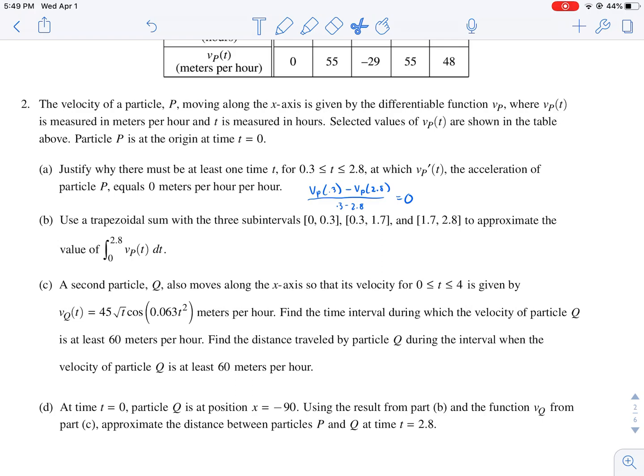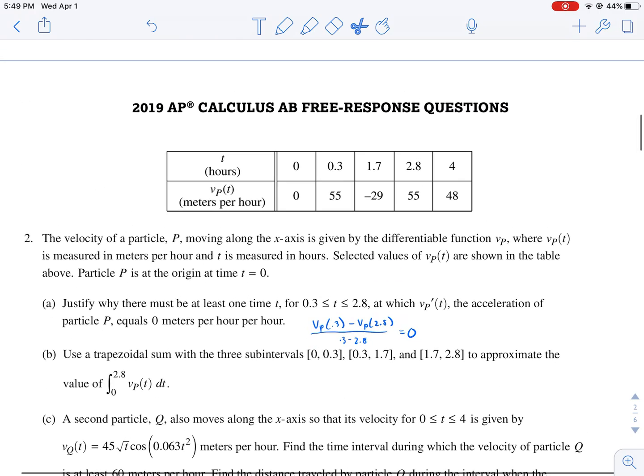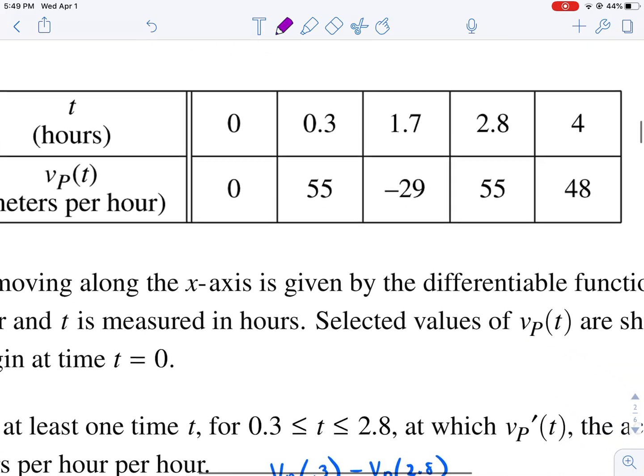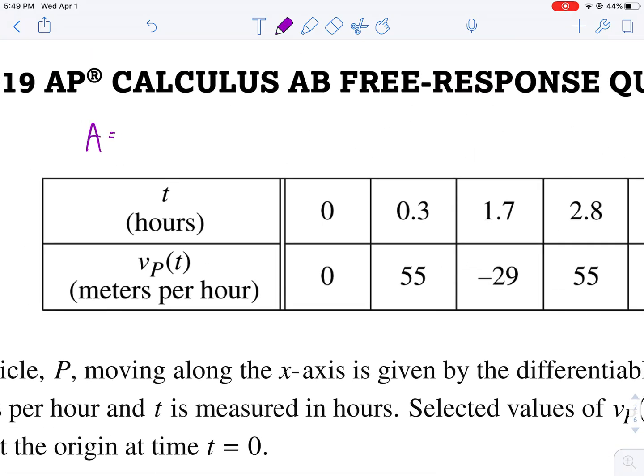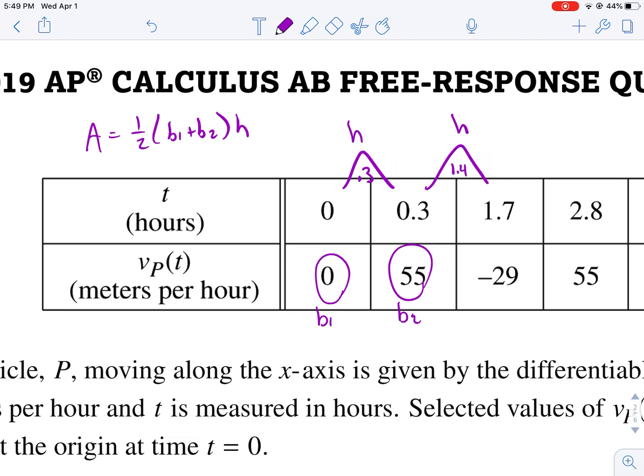Okay, using a trapezoidal sum. So remember, from a data table for trapezoids, the area of a trapezoid is 1/2 base 1 plus base 2 times our height. Our height is the distance on the x-axis, which is the difference between those two numbers. So that's the height for our first trapezoid. That's the height for our second one, so 1.4. When you subtract those, this one would be 0.3. And then base 1 and base 2 are just this number and this number. So that's base 1, base 2 for the first one. And then let's color code these. The second one, oops.